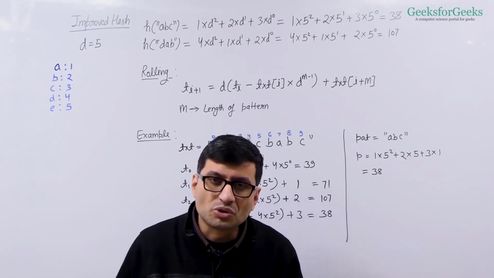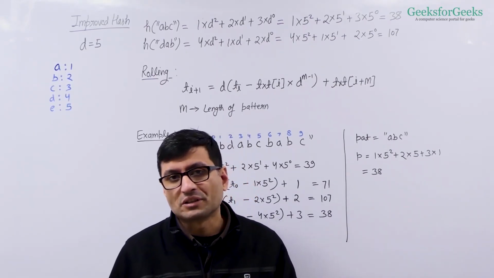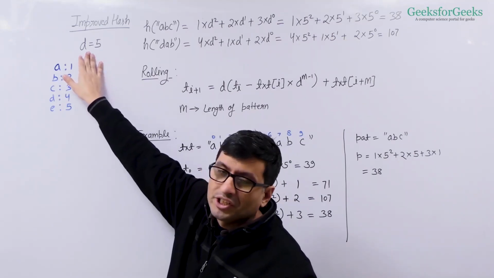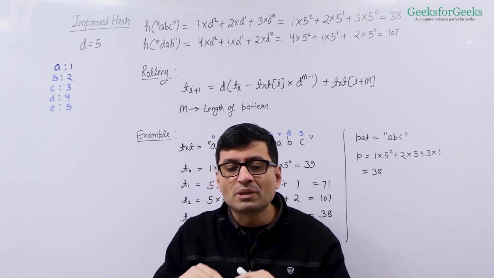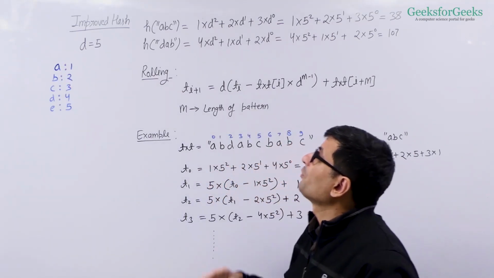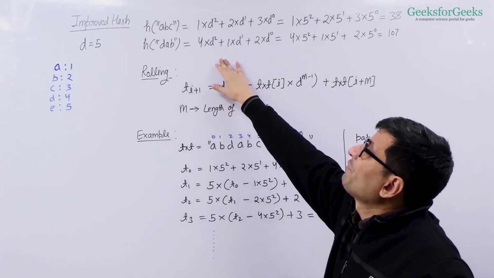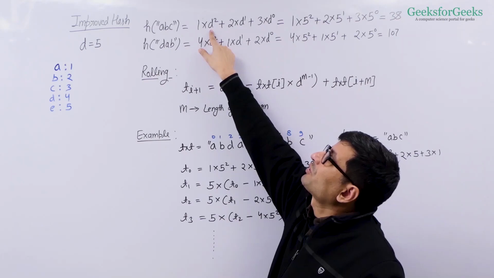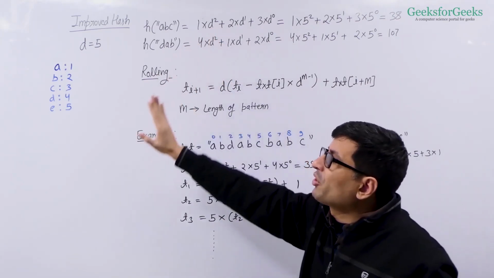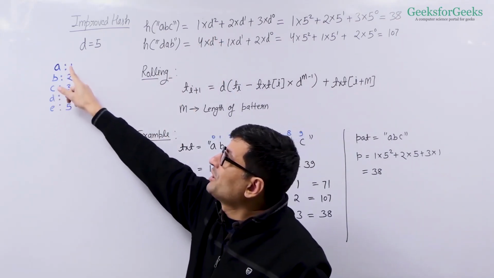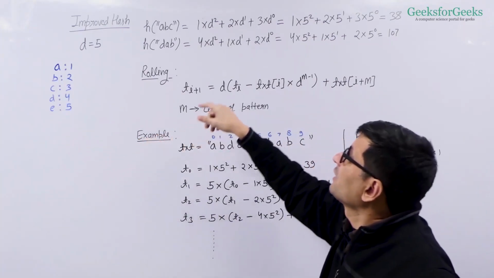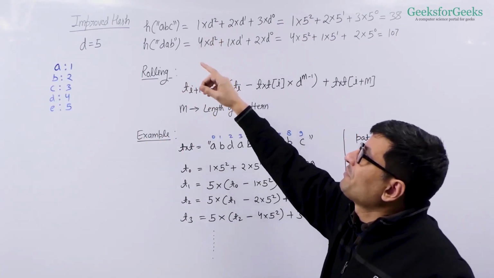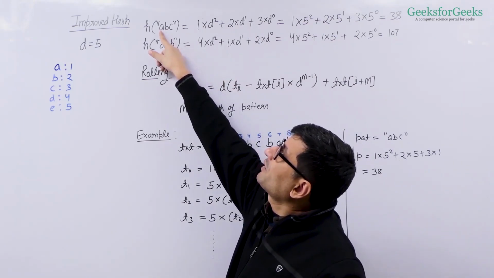To avoid this issue, we have an improved hash function, and in this hash function we introduce a variable d. Instead of doing simply a sum of ASCII values, we do a weighted sum where we multiply the values with powers of d, right? So here I'm not using ASCII values, I'm using these values corresponding to the characters. So we multiply these values with powers of d. We multiply the first character with d square.